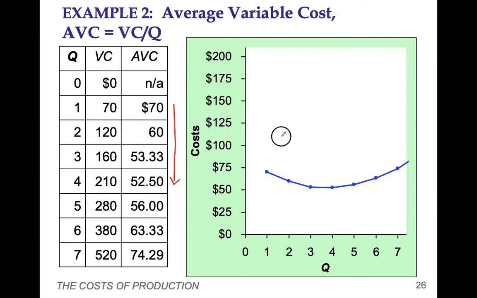So this gives us this shape of the curve, the average variable cost curve. It looks like a U-shaped curve. It has the form of U.